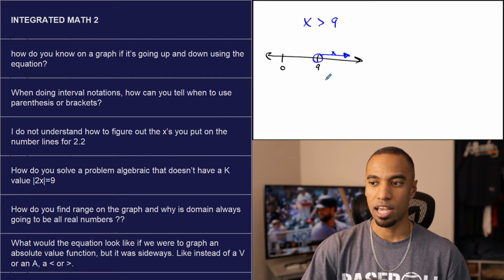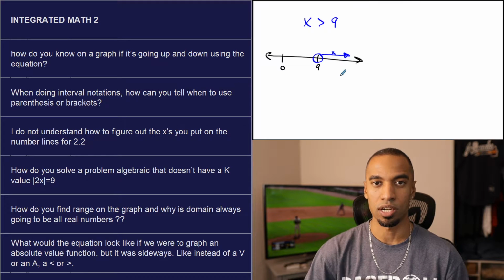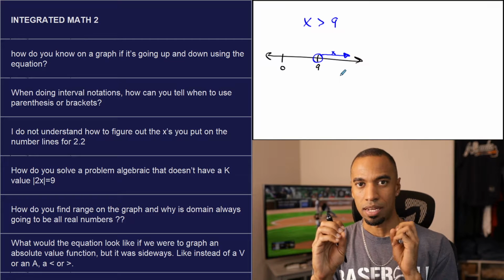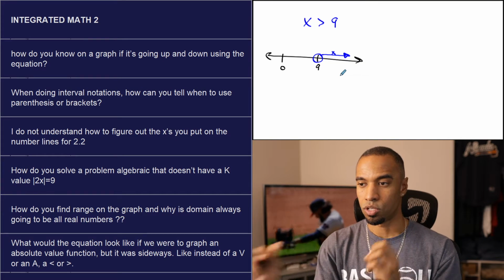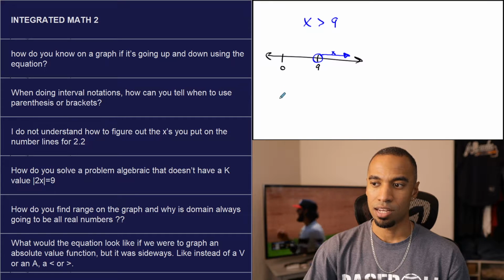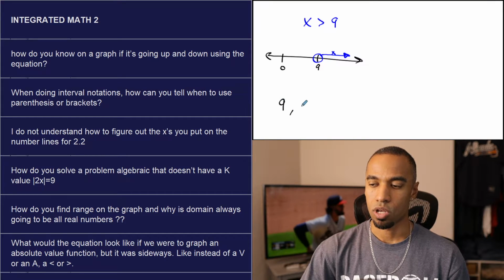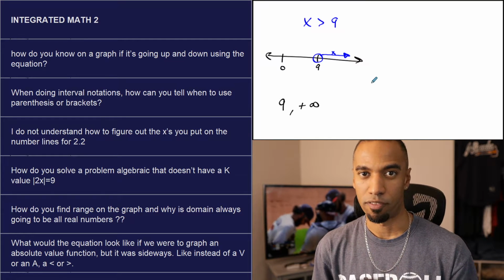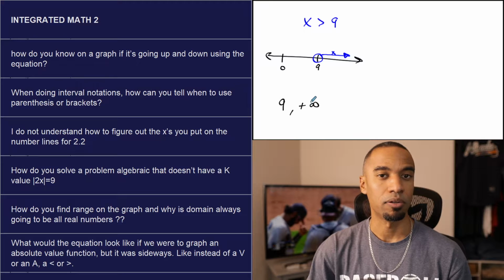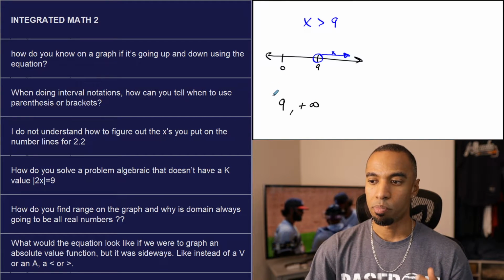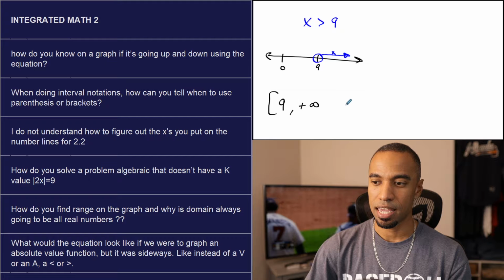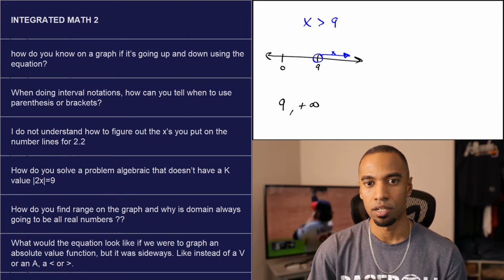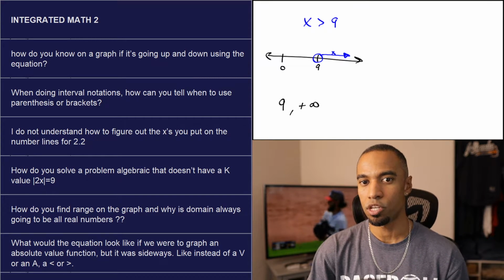And so the interval notation aspect of this, when we write out interval notation, it gives us two numbers: left lower bound and right upper bound, meaning the lowest our values go and the highest our values go. If you look at the number line, you can tell that 9 is the lowest that it goes, and it goes all the way toward positive infinity. It never actually stops. That's the first part of interval notation, left lower bound, right upper bound. The other part is whether we use a parenthesis or a square bracket here and a parenthesis or a square bracket here. And so back to our question, when doing interval notation, how can you tell when to use parentheses or square brackets?